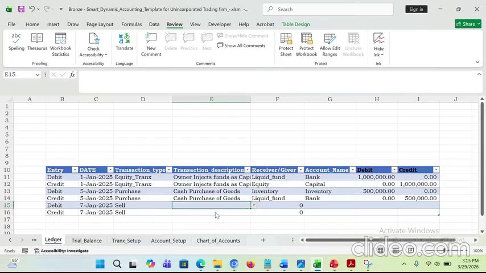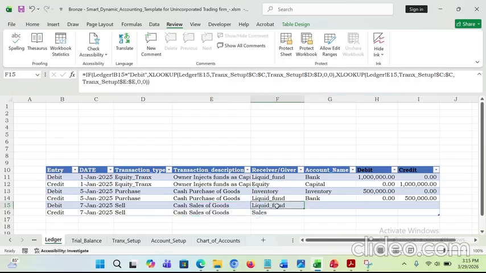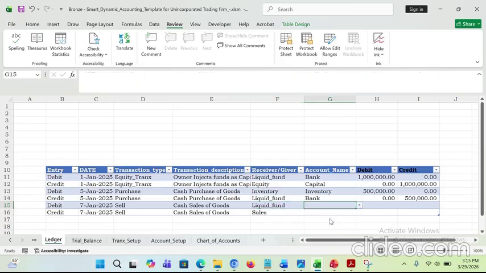So I'm selecting cash sales here. It has detected that you have to debit your liquid fund and credit sales. For your liquid fund, let's assume you have it as bank for now, and then sales as a credit. So we made sales of, let's say, 800,000.